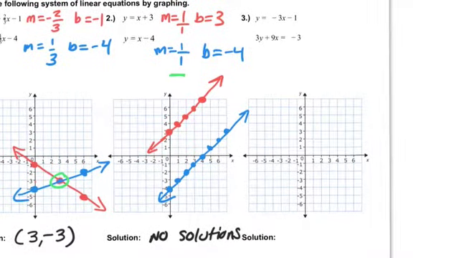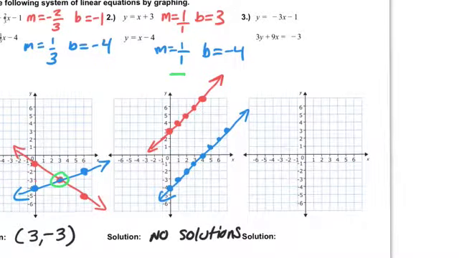Number 3, I'm going to slide over a little bit. We have the equation y is equal to negative 3x minus 1, and 3y plus 9x is equal to negative 3. So first thing I'm going to do here before I start graphing anything is let's go ahead and convert this second equation into slope-intercept form. So we need to solve for y.